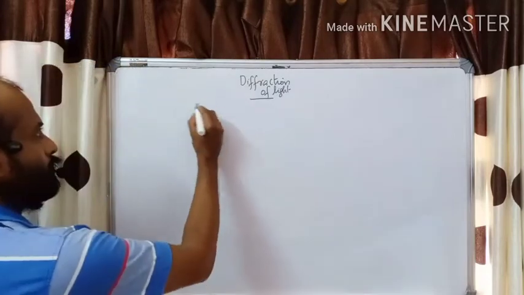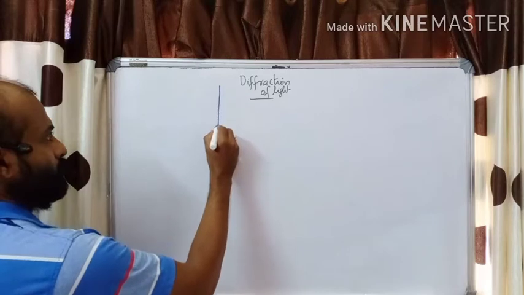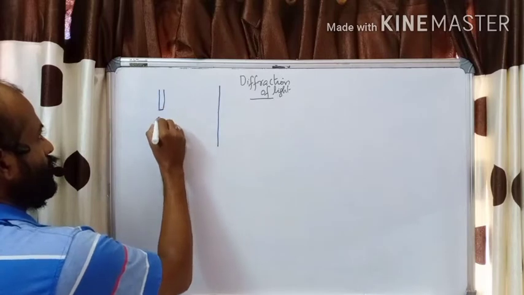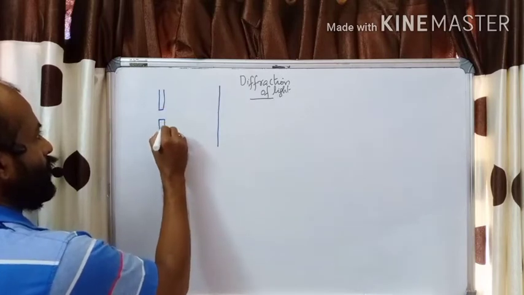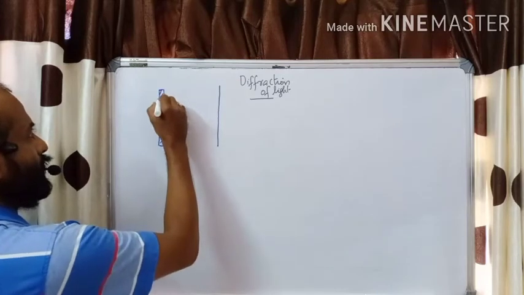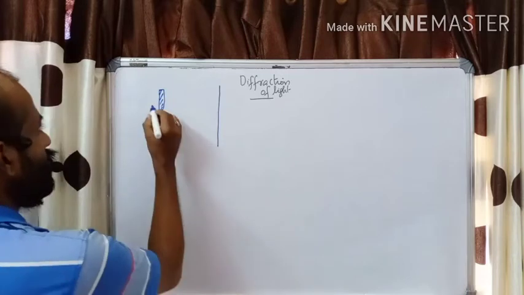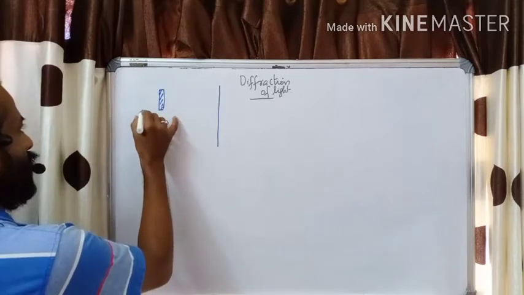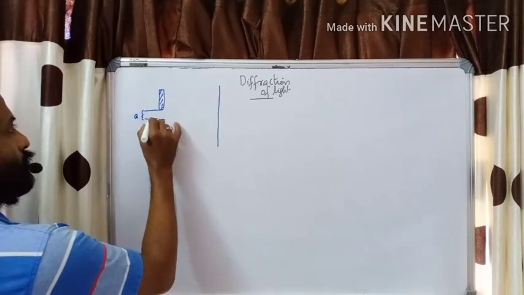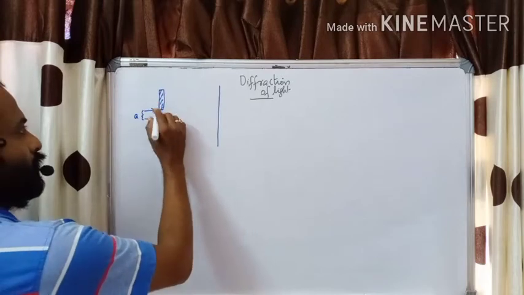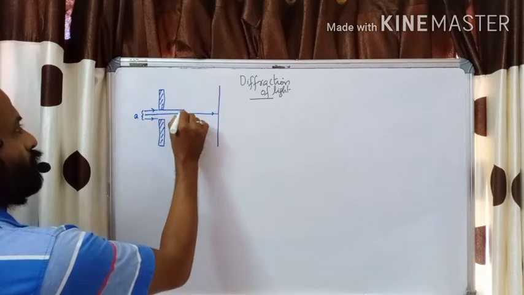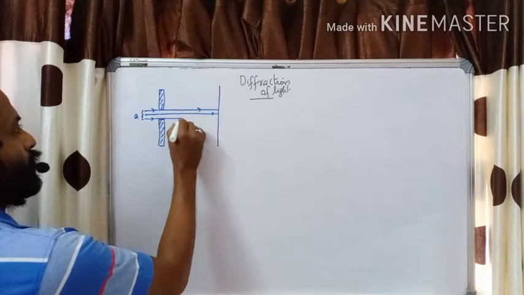Suppose we have a screen is placed and we have a small slit made using a cardboard. The cardboard is having a small hole, so this acts as a slit. This is a slit, and we have a source. Slit has a width. Let us choose A. A is the width of the slit. We have light rays coming like this. These light rays pass straight through the slit.